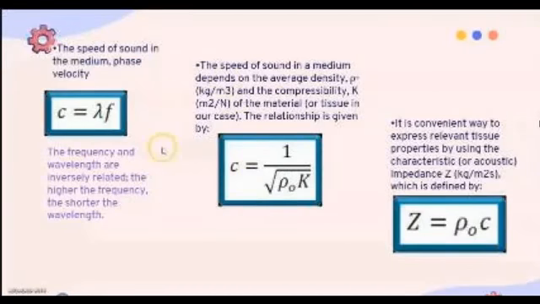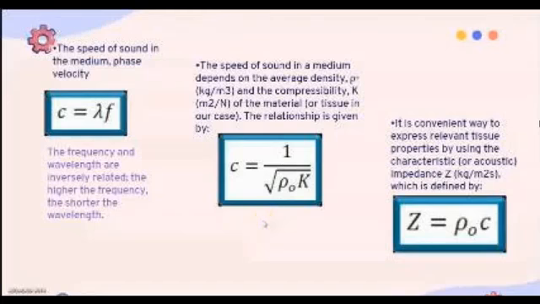To find the speed of sound in the medium, the phase velocity, we use the formula c equals lambda f. The frequency and the wavelength are inversely related. The higher the frequency, the shorter the wavelength.